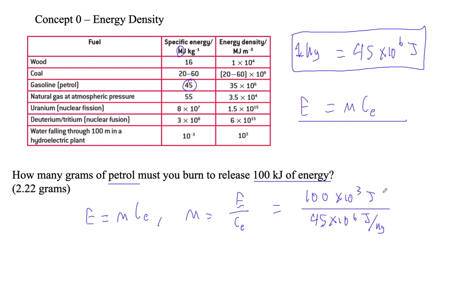100 E3 divided by 45 E6. And this ends up being, the mass is 0.00, and then it's all twos, right? It's 2 bar kilograms, which we want in grams, right? So grams would be 2.22 grams. Okay, so that's the basic idea of energy density.